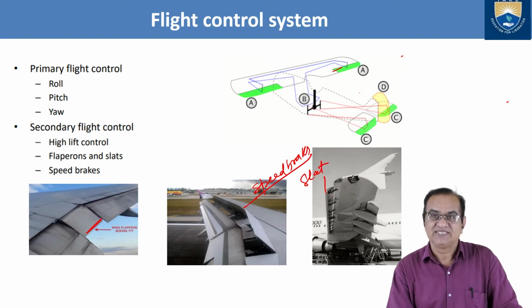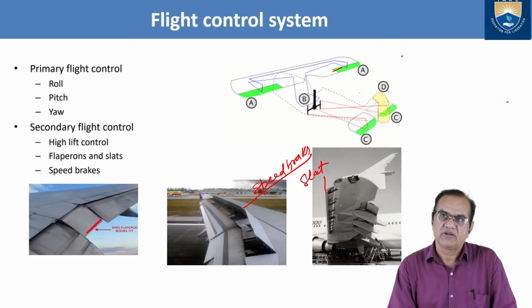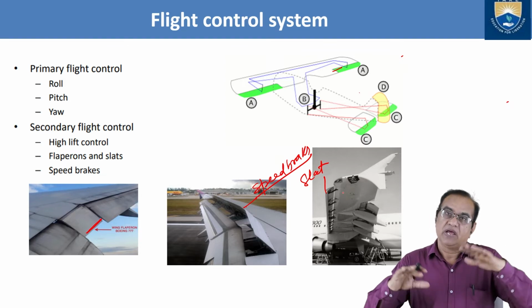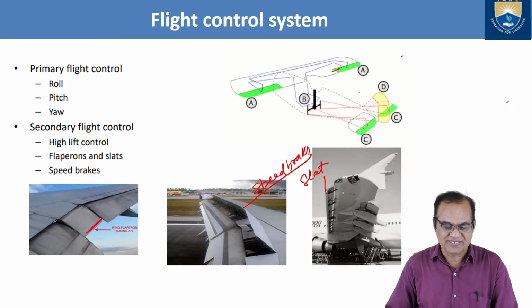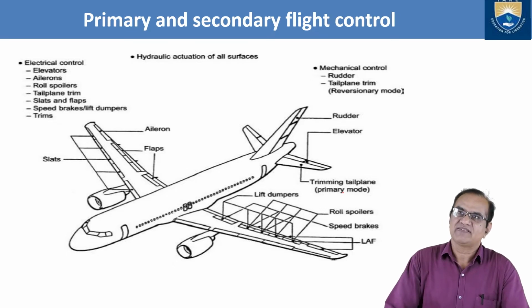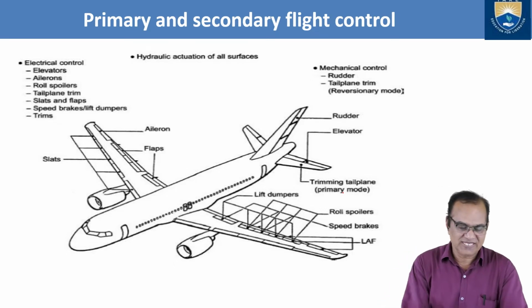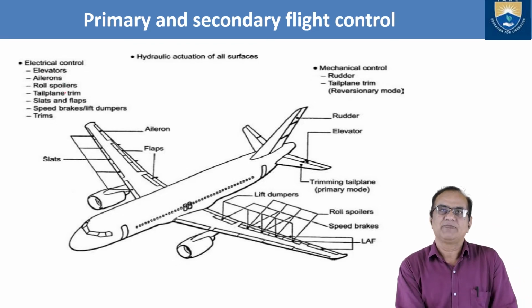and this will generate additional area, and this area will produce more lift. So these are the few secondary controls, primary and secondary flight control. So here we can see the electrical control: we have the elevator, aileron, roll spoilers, tail plane trim, slats and flaps, speed brake, lift dampers and trims.